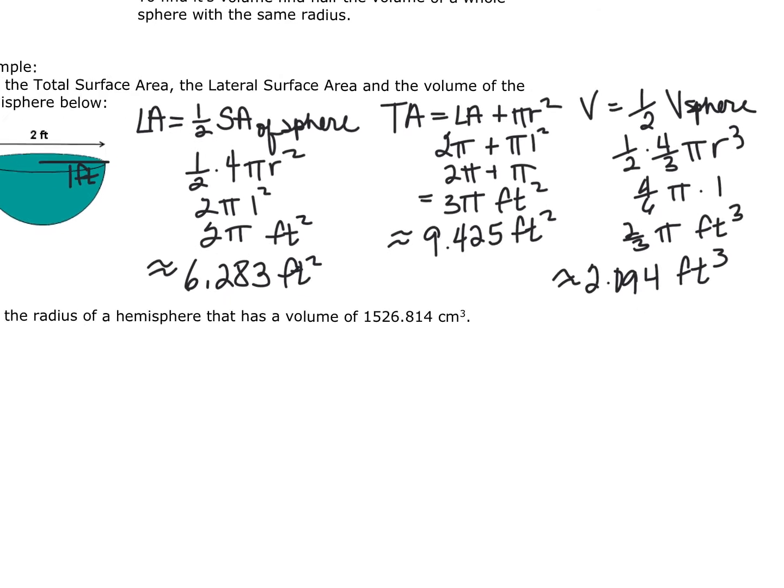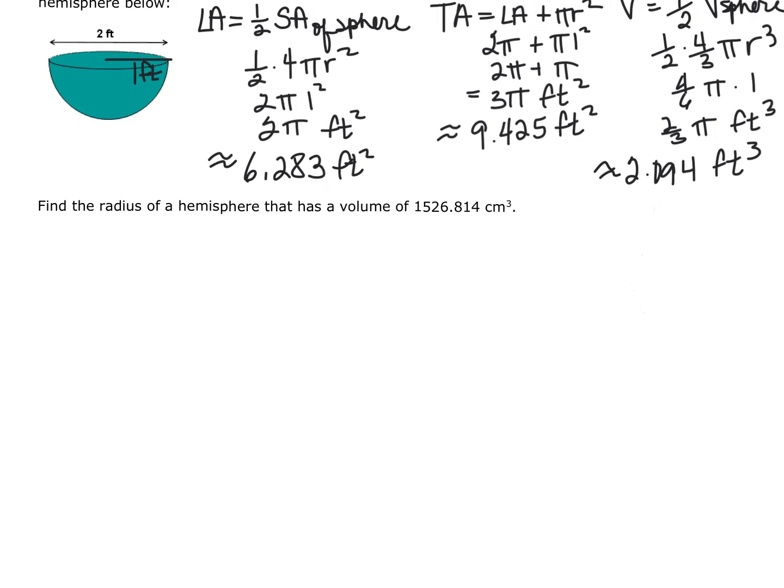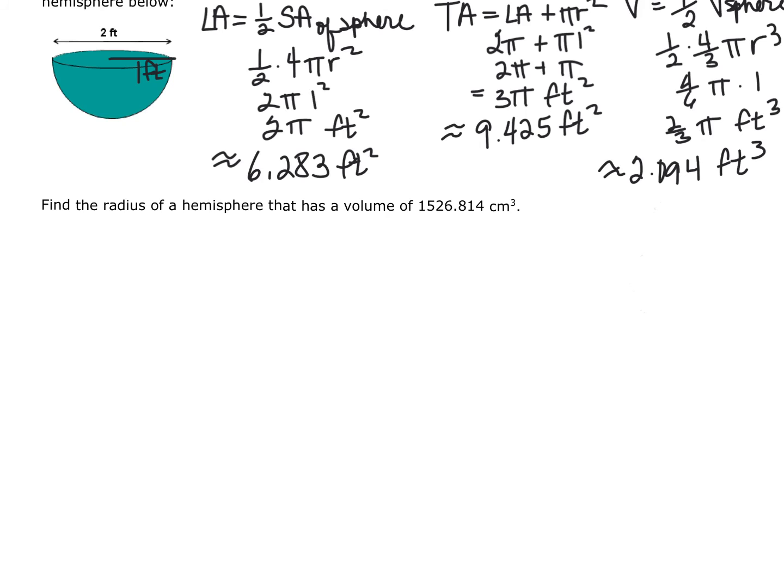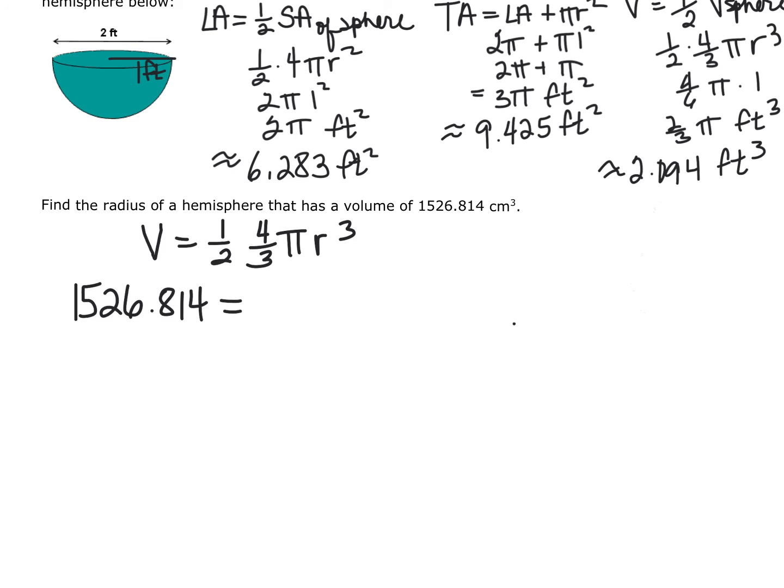All right, let's look at our next example. We're going to find the radius of a hemisphere that has a volume of 1,526.814 cubic centimeters. All right, so we have the volume, so we're going to use our volume formula, and that is half of the 4/3 pi r cubed. So we're going to fill in what we know, and so that's 1,526.814 equals half of 4/3, which is 2/3 pi r cubed.